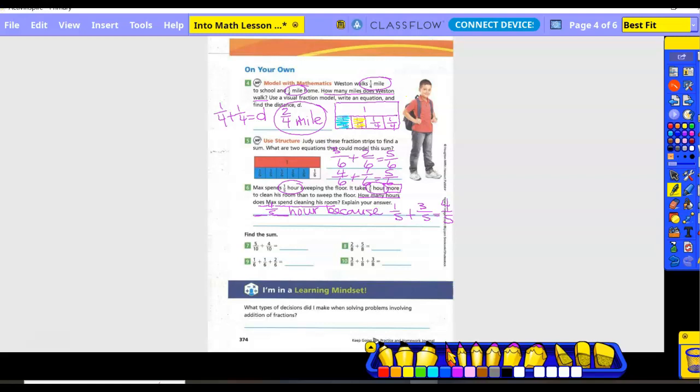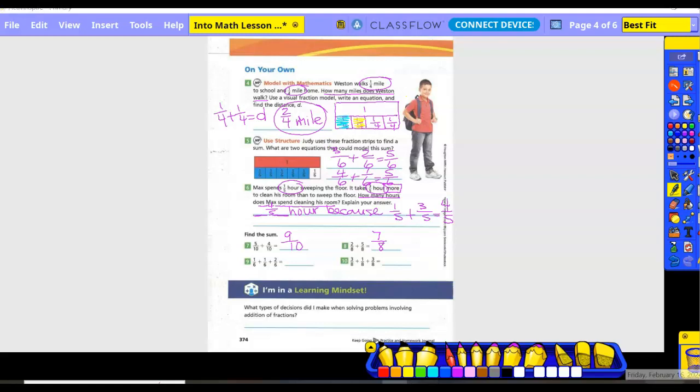Okay, find the sum, number 7. 5/10 plus 4/10. Can I go ahead and add? Yes, because I have a common denominator. So 5/10 plus 4/10 is 9/10. Would this be able to be simplified? No. Okay. Next one. 2/8 plus 5/8. Can I go ahead and start? Yes. Okay, so what is my answer? Why could I go ahead and start? Because I had a common denominator.